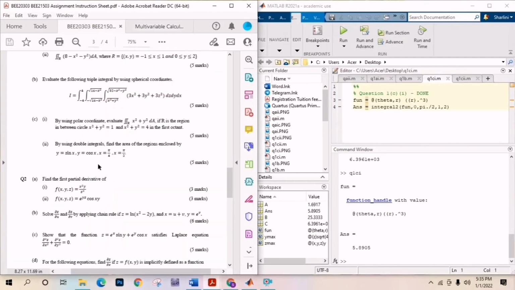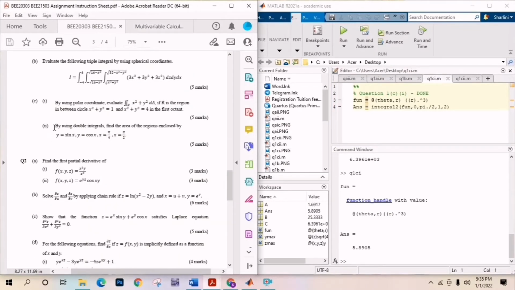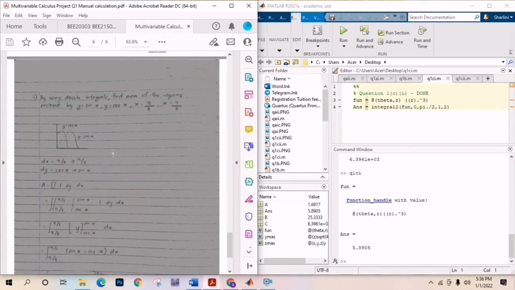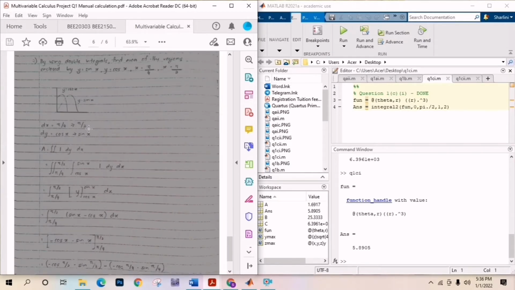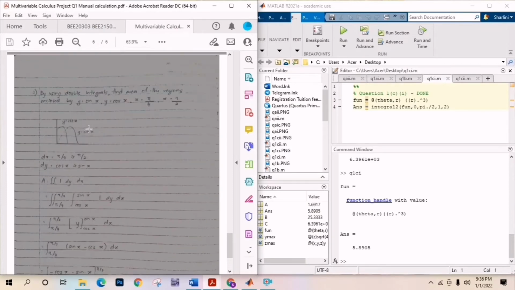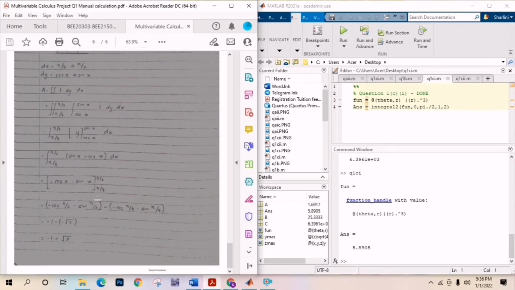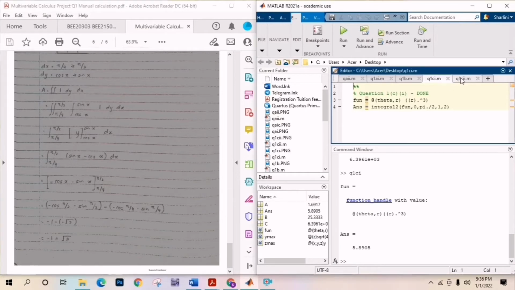And then the last one is C2. By using double integrals, find the area of the region enclosed by y equals sin x, y equals cos x, x equals pi over 4, and x equals pi over 2. This is my manual calculation for question 1C2. The last answer I got is negative 1 plus square root 2, which I can prove in MATLAB programming.